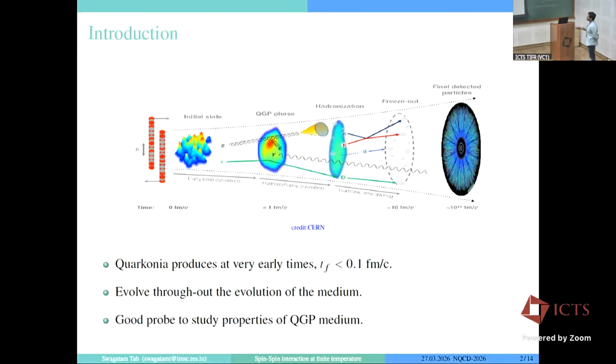Now, this plot we have seen multiple times in this school. In heavy ion collisions, at very early stages, below 0.1 Fermi, quarkonia are produced, and they evolve throughout the evolution of the medium. The medium expands and they interact with it. This is a very good probe to study the properties of the QGP medium, because it is interacting, so it will encode all the information of the QGP medium.